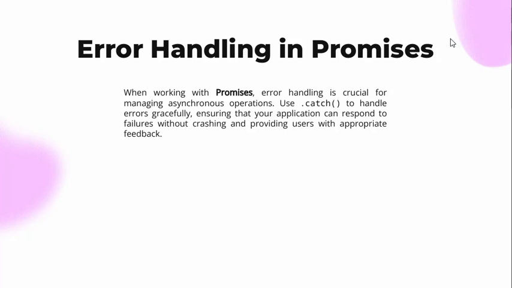Now we'll discuss the error handling used in promises. When working with promises, error handling is crucial for managing asynchronous operations. If you have worked with promises in JavaScript or any other language, you may have heard about it. So error handling is used to manage asynchronous operations. Let's say when you're working with promises, use .catch to handle errors gracefully, ensuring that your application can respond to failures without crashing and providing the user with appropriate feedback.